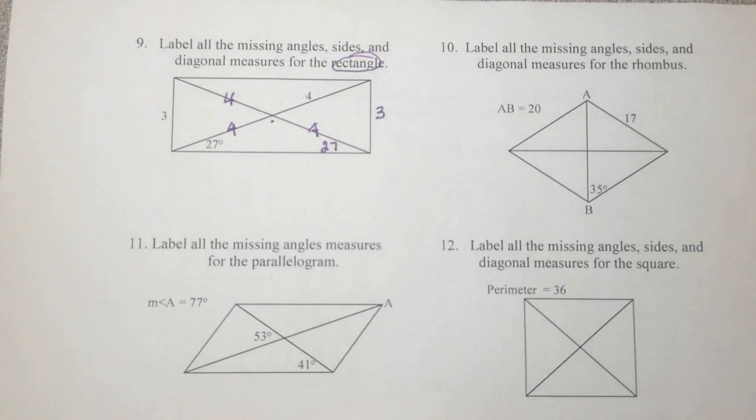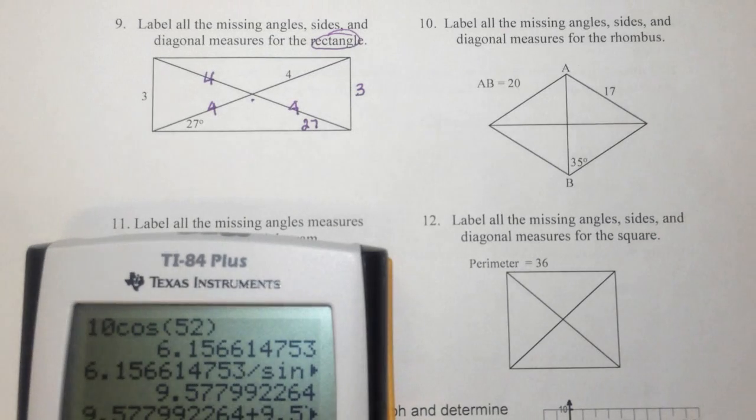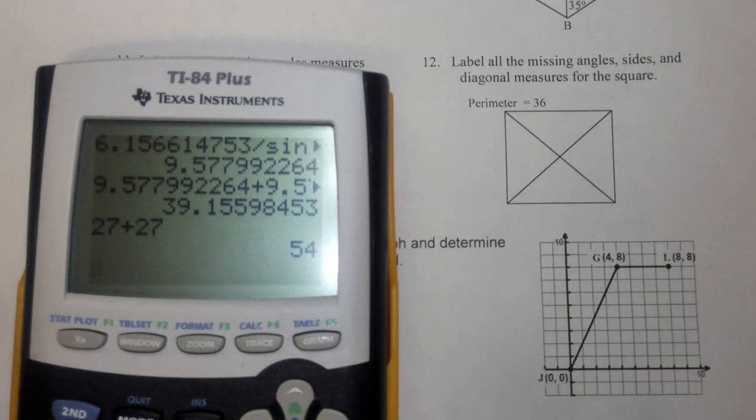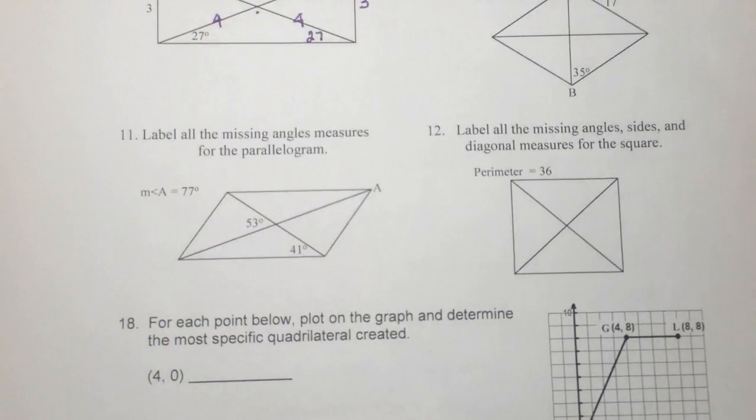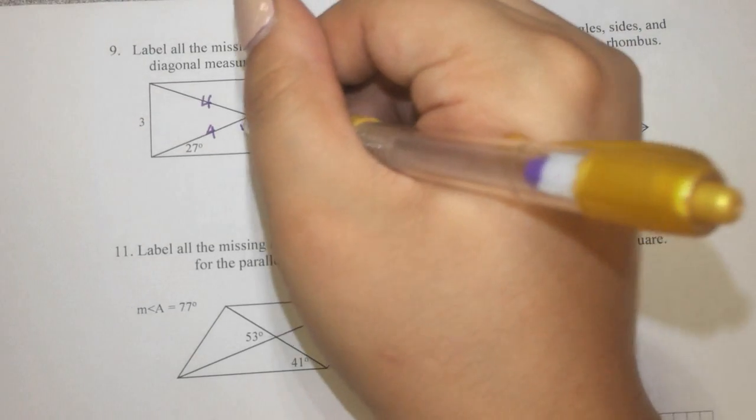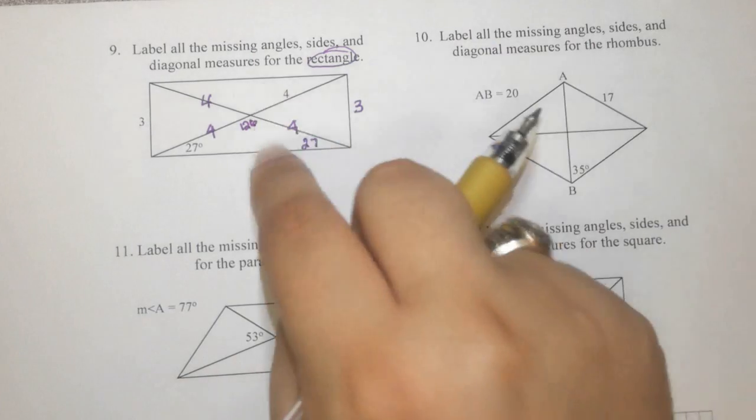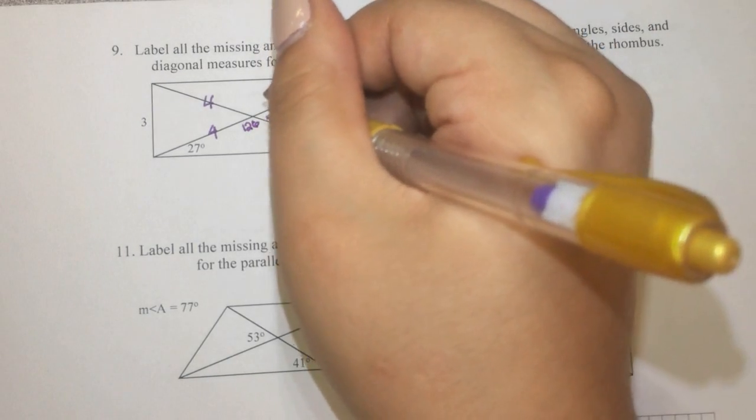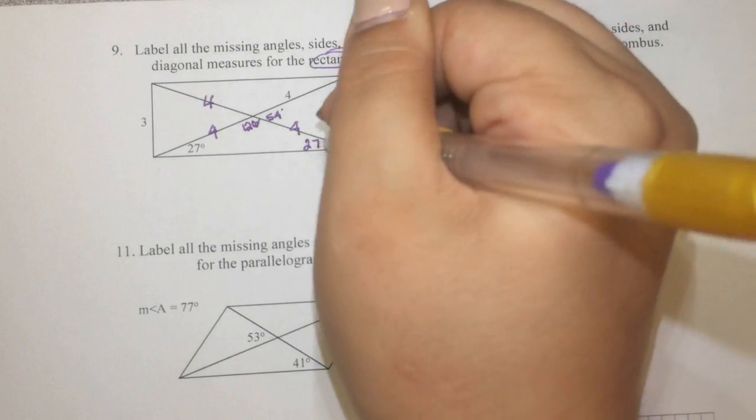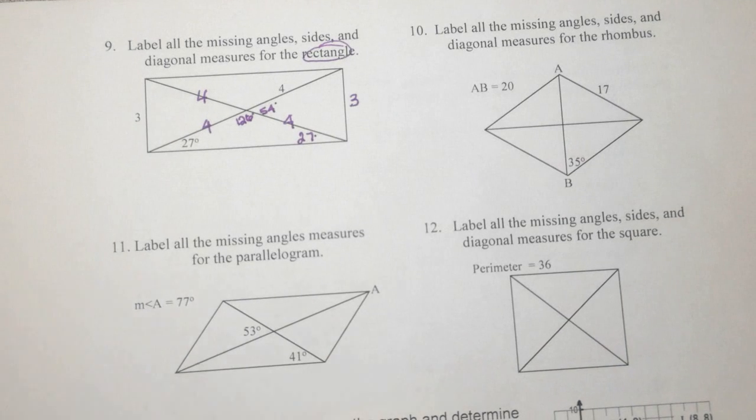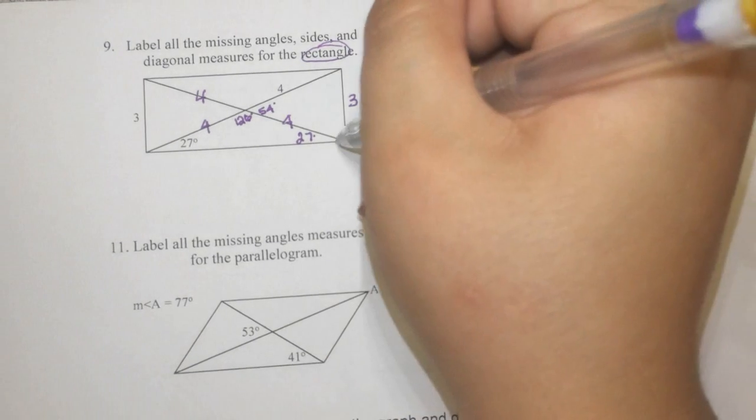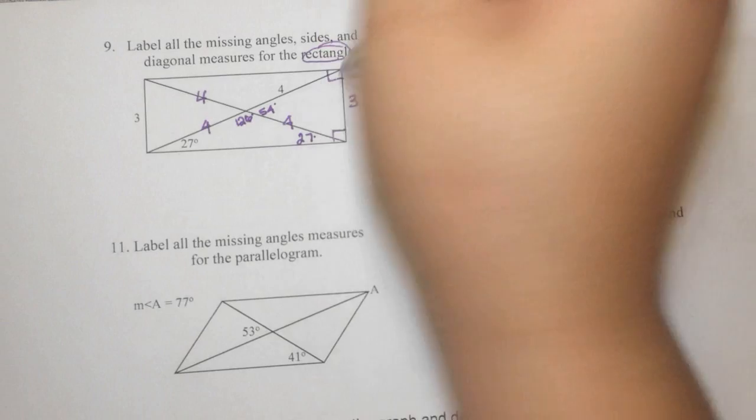So to find that angle right there, I'm going to add them together and then subtract from 180. So 126 is this angle right here. And then if I subtract from 180, I get 54 right there. Don't forget your degree signs. Now, I know it's a rectangle, so I know all of these are 90.